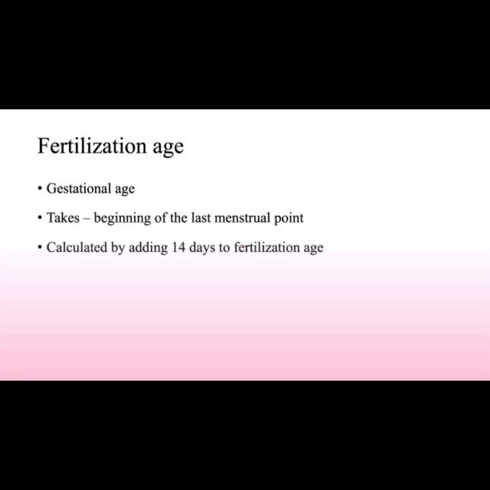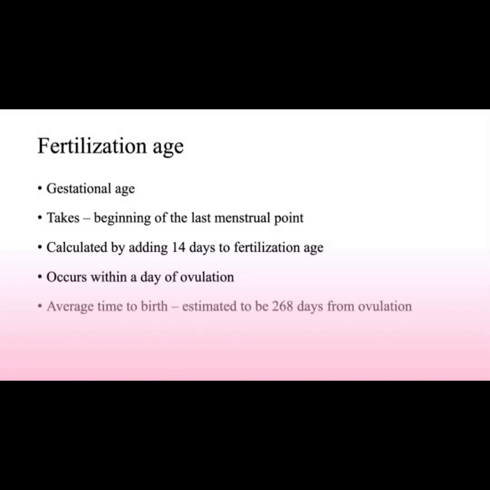Fertilization age. Fertilization age is also known as the gestational age. It takes the beginning of the last menstrual period, LMP. It is calculated by adding 14 days to fertilization age and vice versa. Fertilization usually occurs within a day of ovulation. The average time to birth has been estimated to be 268 days, that is 38 weeks and 2 days from ovulation. The fertilization age is sometimes used after birth as well to estimate various risk factors.